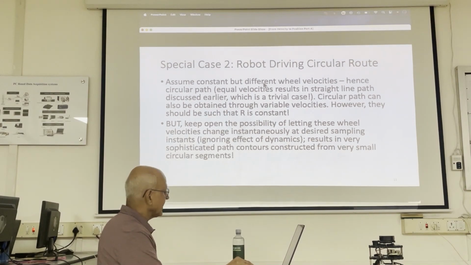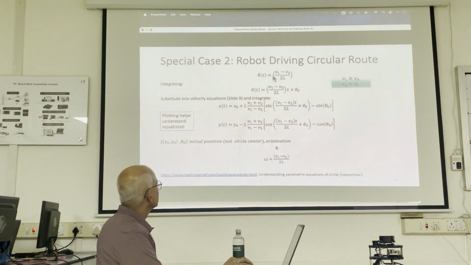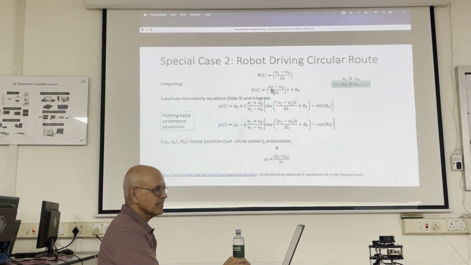Constant but different. So v1 is different from v2, so I can integrate. It's constant, so I'm allowed to integrate now. So theta of t is v1 minus v2 by 2l times t plus theta naught. Everybody got this?